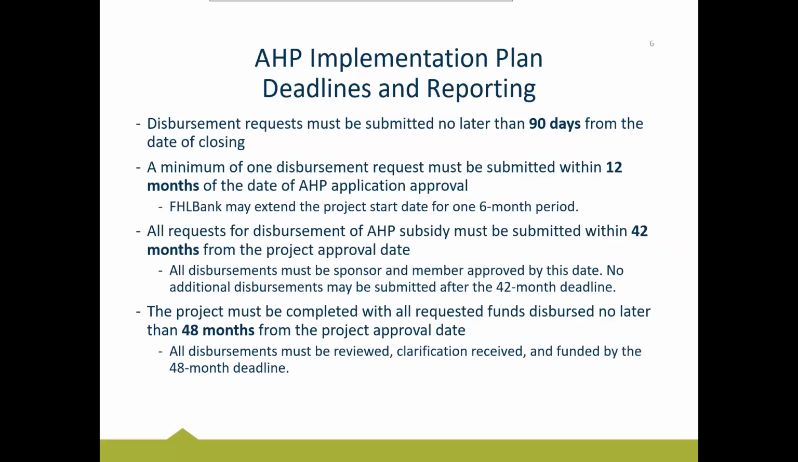The last deadline on here is regarding our 48-month deadline. So once you've submitted all your disbursement requests, we have another 6 months past the 42-month deadline here at the Federal Home Loan Bank to get all those disbursements reviewed, any clarifications cleaned up, and get those dollars out the door. So by the 4-year mark, or December 19th of 2029, we want to have all money out the door and have the project done.